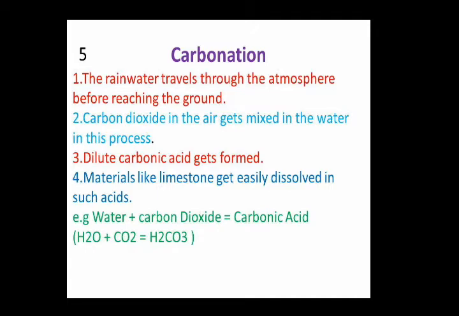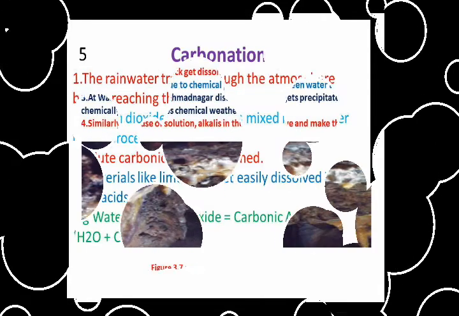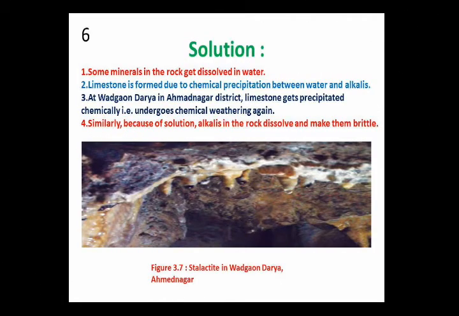For better understanding, the chemical equation is given in words: water plus carbon dioxide gives rise to carbonic acid. The chemical equation is H2O plus CO2. Yes, water plus carbon dioxide forms carbonic acid, H2CO3. So dilute carbonic acid gets formed and the carbonation concept is complete here. It takes time, and sometimes it gets completed in a few hours.